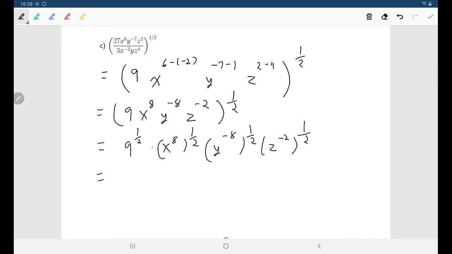And then just a little bit of cleaning up. 9 to the power of a half, that's the square root of 9, which is 3. For these next terms, we have powers raised to powers. You're going to multiply those exponents. 8 times a half is 4. Negative 8 times a half is negative 4. Negative 2 times a half, that's negative 1. And of course, we don't want to leave things with negative exponents lying around, so that y to the negative 4 and the z to the negative 1, I'm going to move those down to the denominator, y to the 4, z to the positive 1. There we go. And that's now in simplest terms.